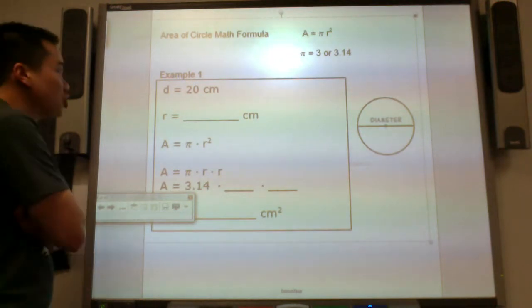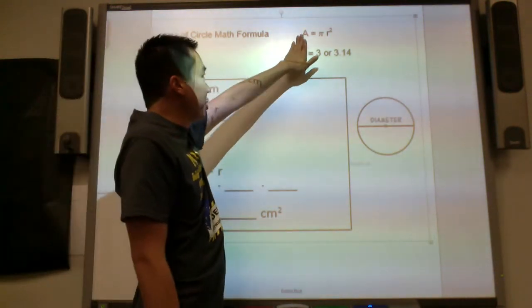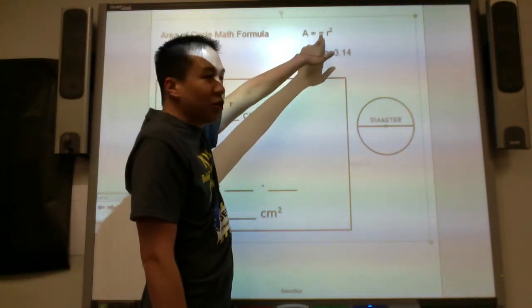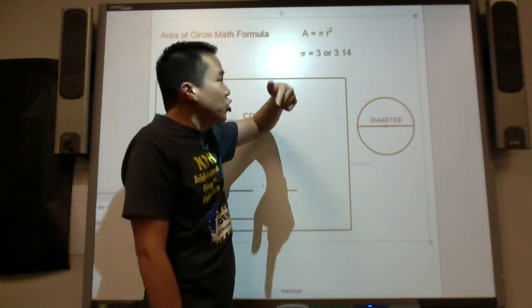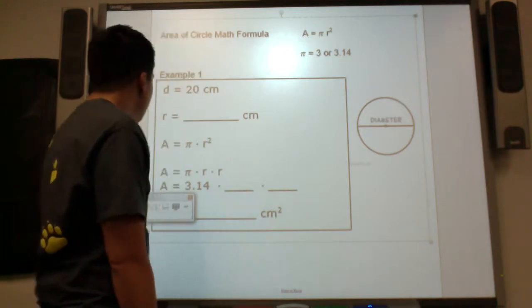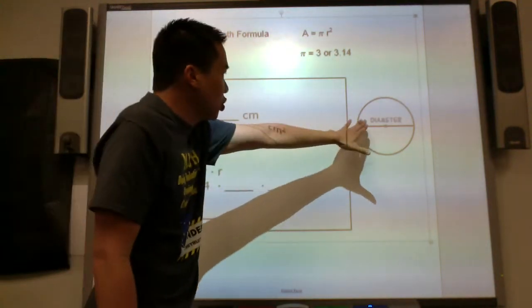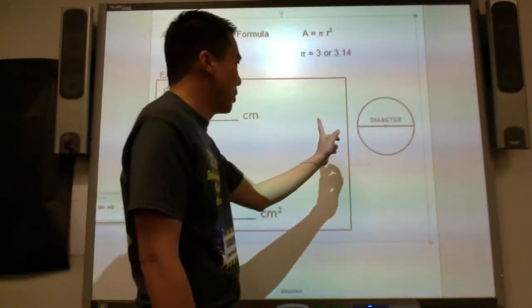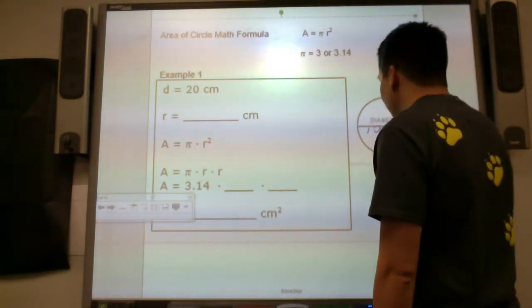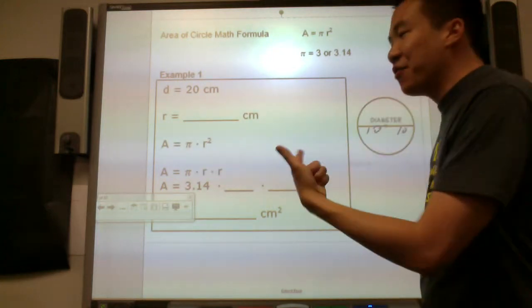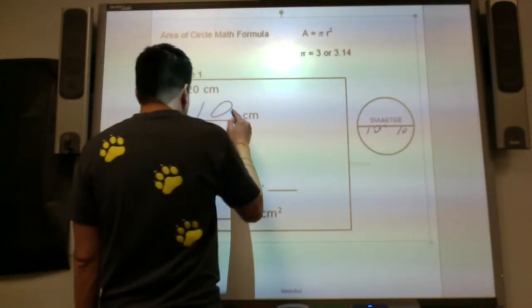So to find the area of a circle, the formula is area. A is area. Pi is either 3 or 3.14. R stands for radius, and you square the radius. So for example, you have a circle that has a diameter of 20 centimeters from end to end. What would the radius be of this? Remember, radius is half of a diameter, so the radius is 10.